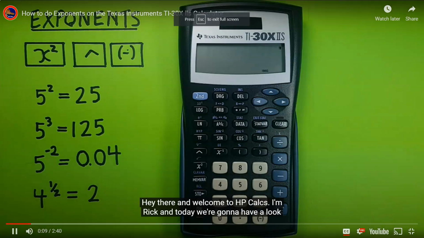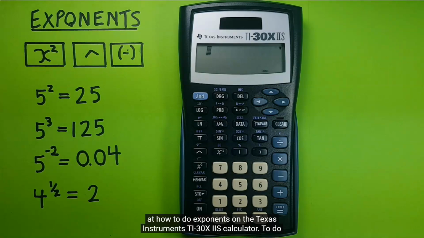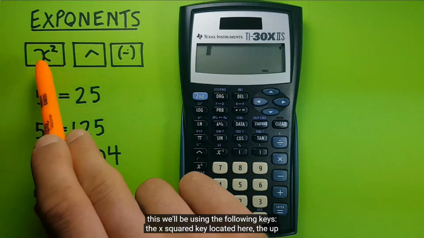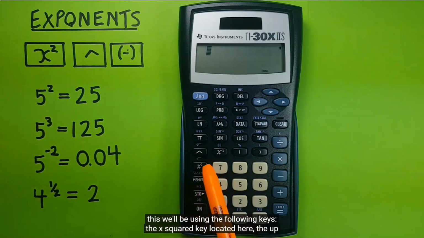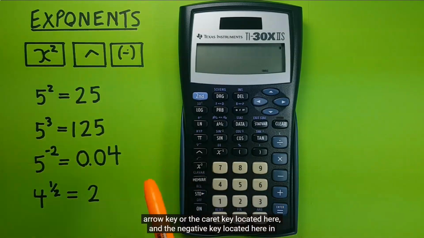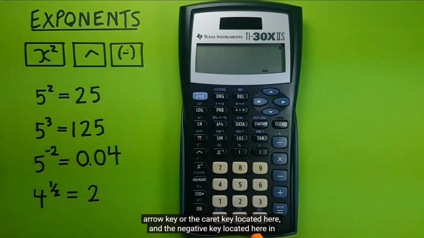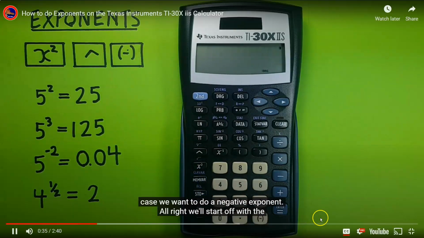Hey there, and welcome to HB Calcs. I'm Rick, and today we're going to have a look at how to do exponents on the Texas Instruments TI-30X2S calculator. To do this, we'll be using the following keys: the X squared key, located here, the up arrow key or the caret key, located here, and the negative key, located here, in case we want to do a negative exponent.